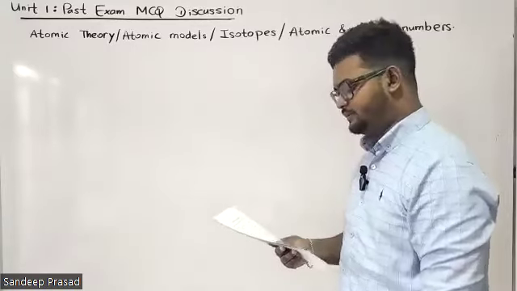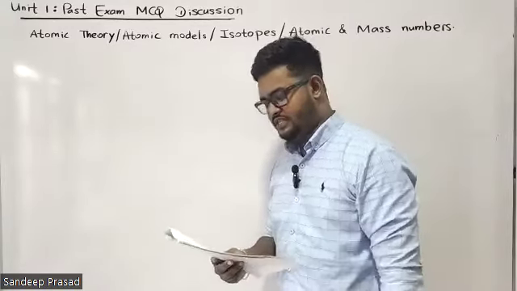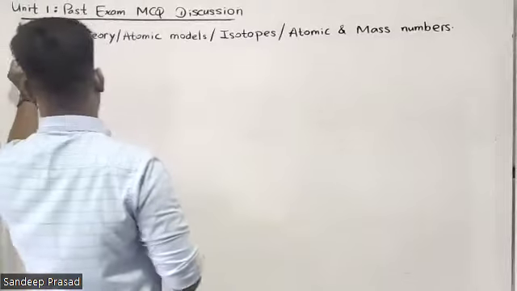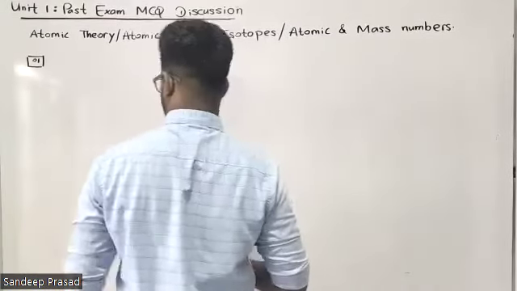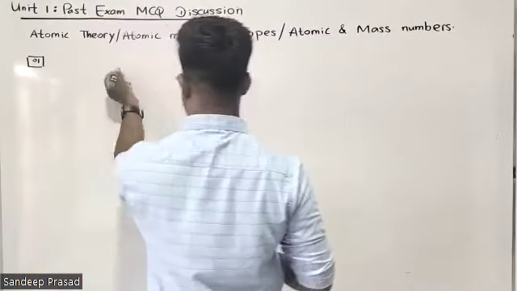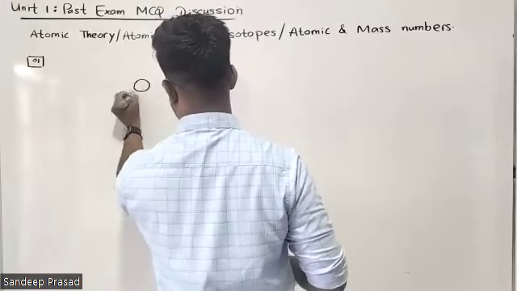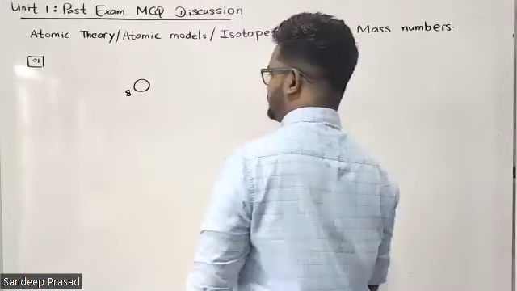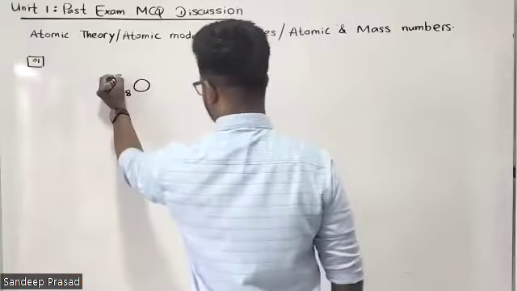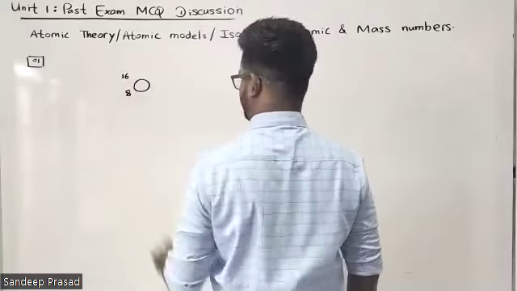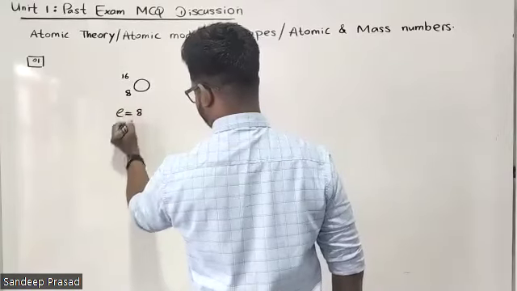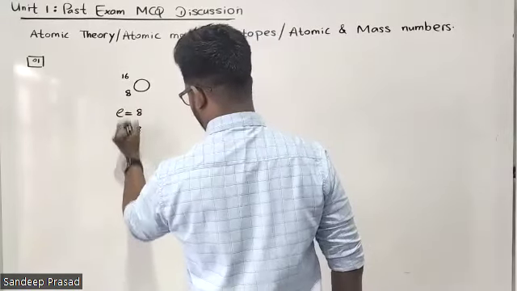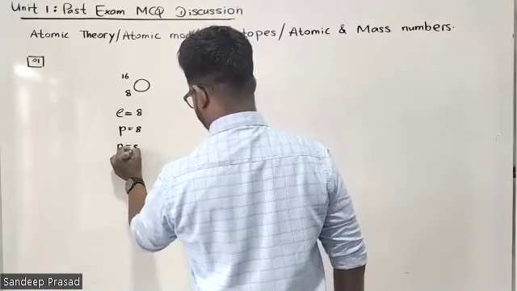Right. Number one, nucleus charge of oxygen is... Look at the first question that they have given. Nucleus charge of oxygen. Students, you know that when we consider the oxygen atom, the atomic number is actually 8. The mass number of the oxygen atom is 16. So when you count, the number of electrons in the oxygen atom is 8, number of protons 8, and number of neutrons also 8.